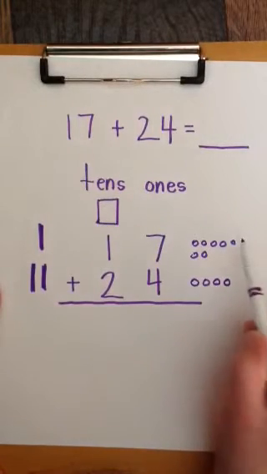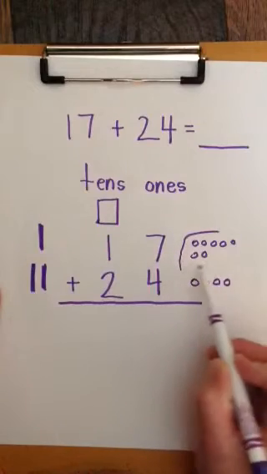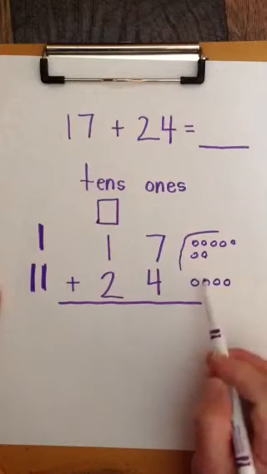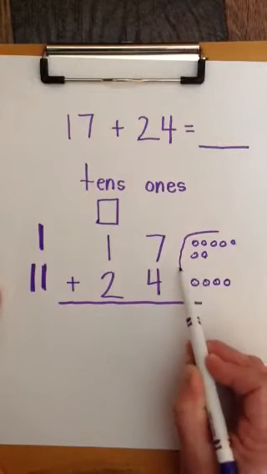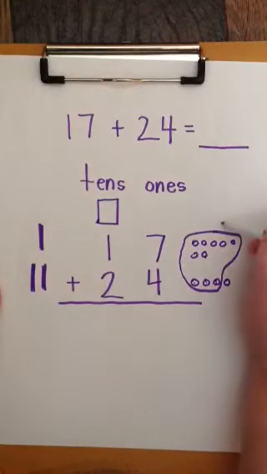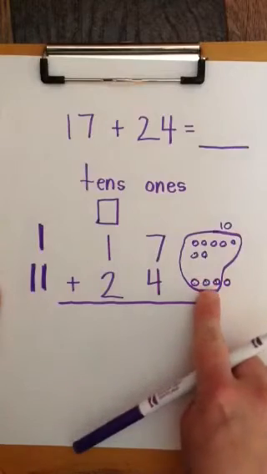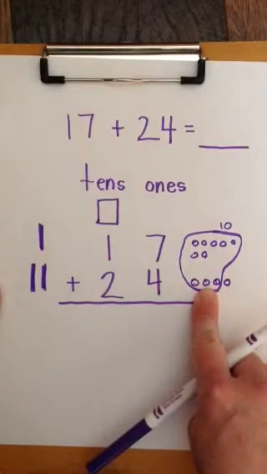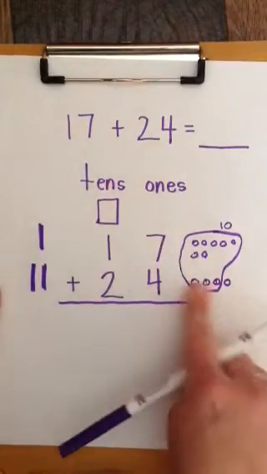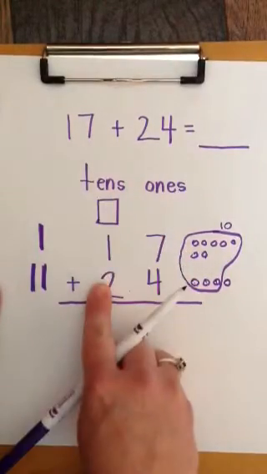So I'm going to actually do what Mrs. Wolf did. I'm going to circle. I have 7, and then I have to circle 8, 9, 10. I'm going to circle a group of 10. I'm going to label it as a 10. And this 10 can't live in the ones place, so it needs to come over here to the tens place. It's now a ten. It belongs in the tens.